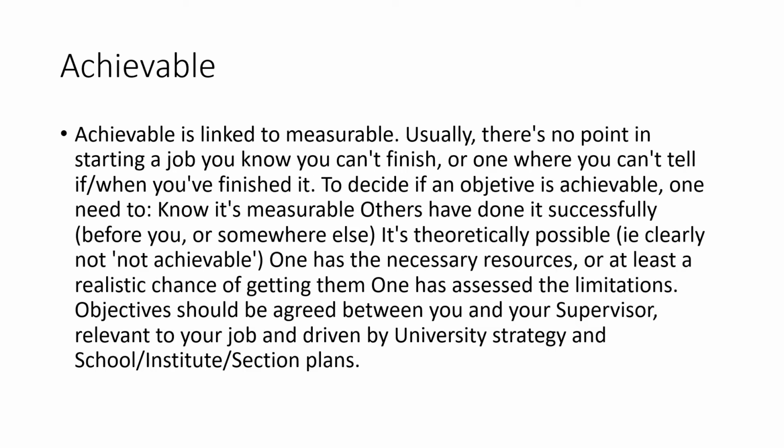It has to be achievable. Achievable is linked to measurable. Usually, there's no point in starting a job you know you can't finish, or one where you can't tell when you have finished it. So to decide if an objective is achievable, one needs to know it's measurable, whether others have done it successfully, if it's theoretically possible, if you have the resources, or if it's realistically achievable. One has to assess one's limitations, and it should be agreed between you and your supervisor.